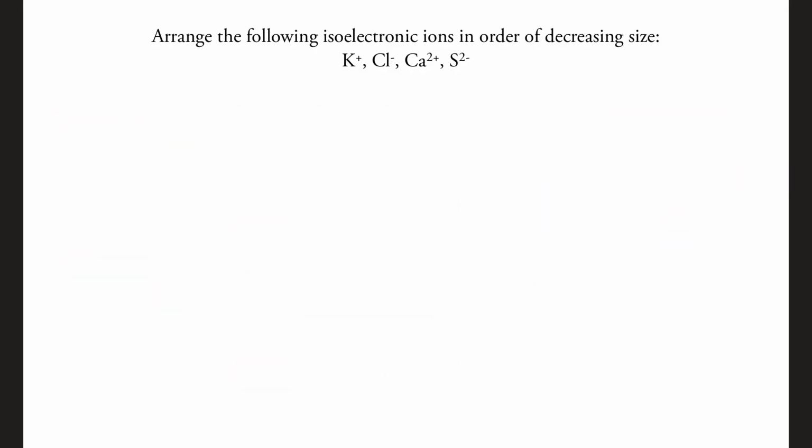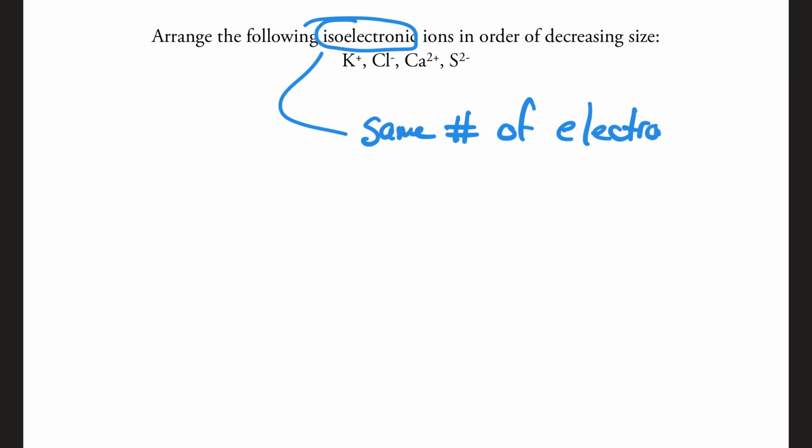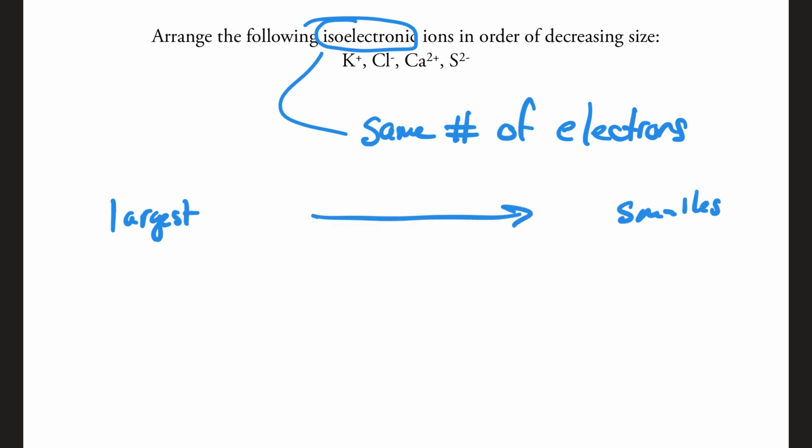So practice problem here, if we're to arrange the following isoelectronic ions in order of decreasing size. Question 1, what does isoelectronic mean? It means the same number of electrons. Well, if we're doing order of decreasing size, so we're going from largest to smallest, well, let's think about that. If they all have the same number of electrons, well, then the largest one should have the fewest protons. And the smallest one should have the most protons. Why do I say that?